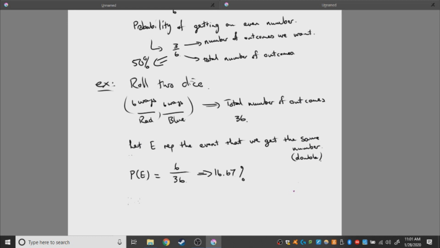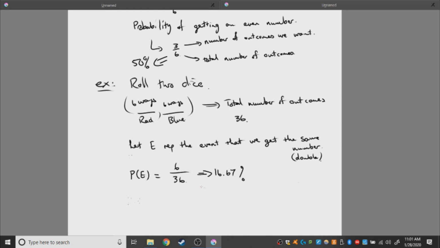So I could say, for example, it's more likely to get an even number if I roll 1 die versus getting a double if I roll 2, because I just compare those percentages. So it's much more straightforward. You multiply the probability, the fraction, by 100.